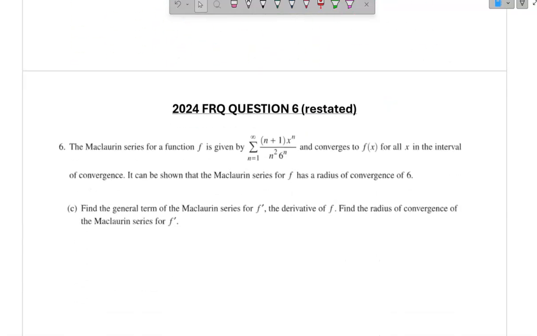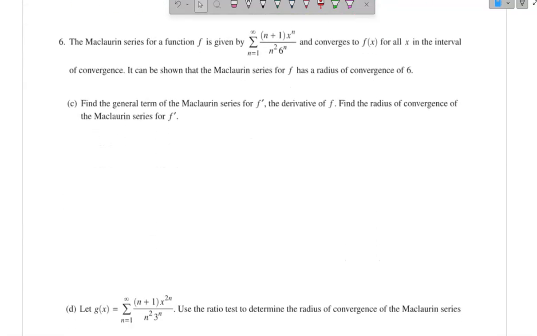Okay, let's move on to part C. In part C, it is asking us to find the general term for the Maclaurin series for f prime, the derivative of f, and then it asks us to find the radius of convergence for the Maclaurin series for f prime. Okay, so if we're taking the derivative, right, we're taking f prime, we're taking the derivative of this.